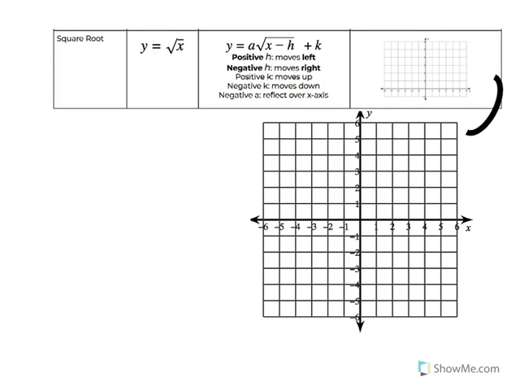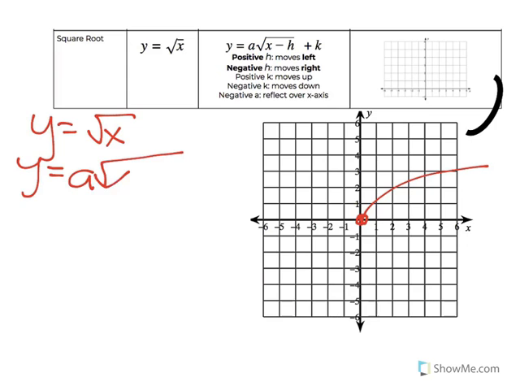Our next function is the square root function. Just like it sounds, if you see a square root in your equation, then we have the square root function. Our general function would be y equals the square root of x, and it's going to look like this. It's going to start at the origin, and then it's going to swoop like that. So we take that general equation, y equals a, and then the square root of x minus h, and then plus k on the outside.